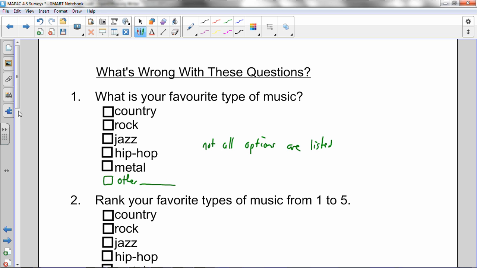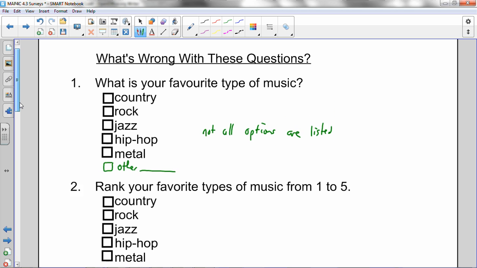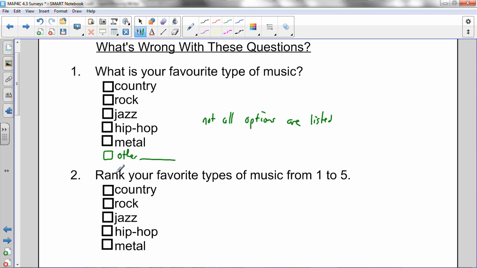Rank your favorite types of music from 1 to 5. There's nothing really wrong with this. That's not the same thing here. This should say other, but rank your types of music from 1 to 5, and we'll talk about, is 1 good or is 5 good?